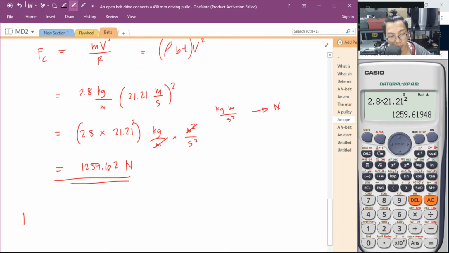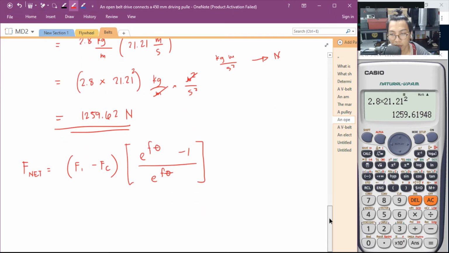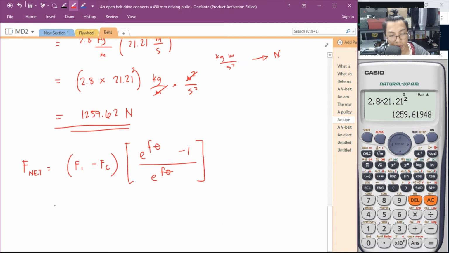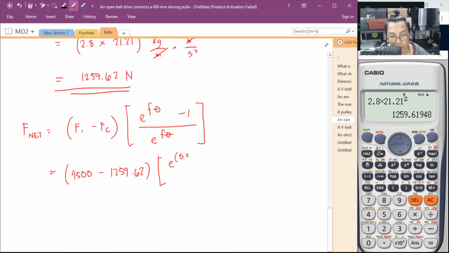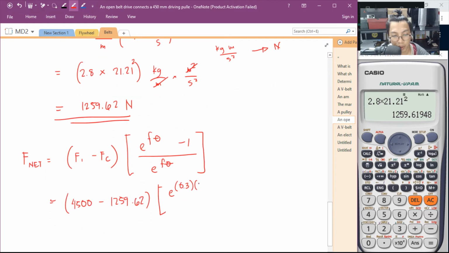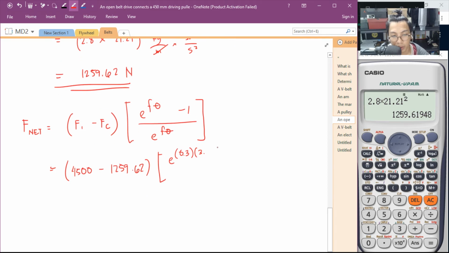So, you can get the effective belt pull na Fnet. Fnet is equal to F1 minus FC multiplied to e raised to f theta minus 1 over e raised to f theta. Okay. So, F1 is 4,500 minus 1259.62. Yung e raised to f theta, ang frictional coefficient is 0.3. 0.3 multiplied to theta, that is 3.073. Wala nang unit yan. Minus 1 over e raised to 0.3 times 3.073.